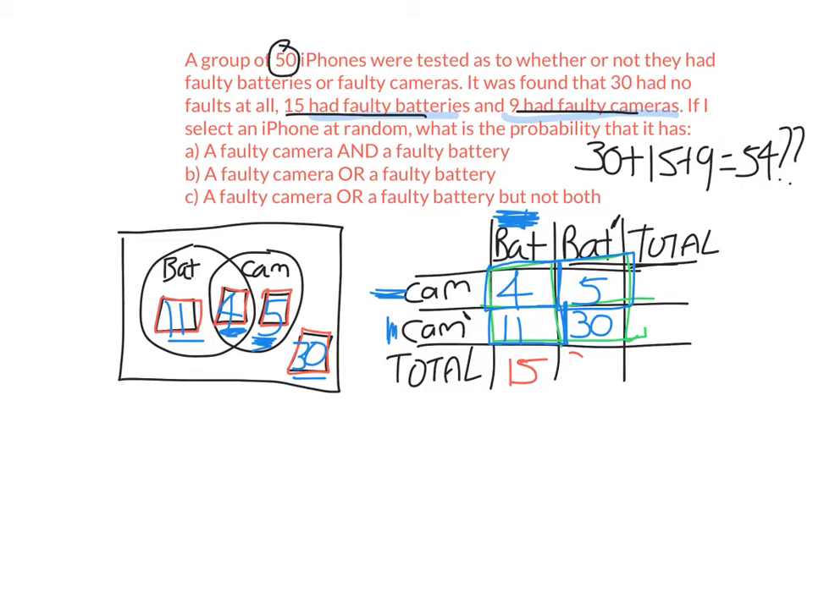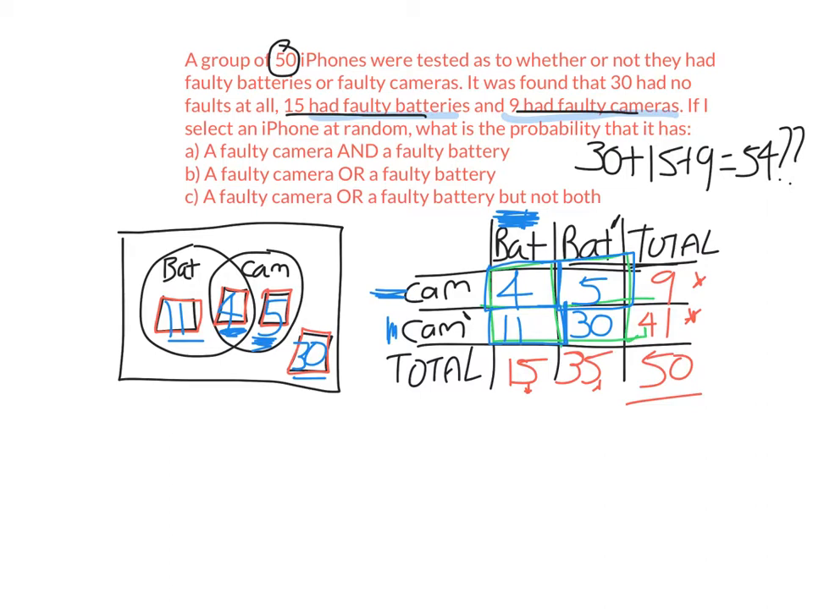And of course, 5 and 30 gives you 35, and we add up the others as well. These 2 numbers and these 2 numbers should add up to the same thing, and they do, which is 50, the total number of iPhones in this case. So you can see that pretty much the same information is displayed in both the Venn diagram and also the two-way table.